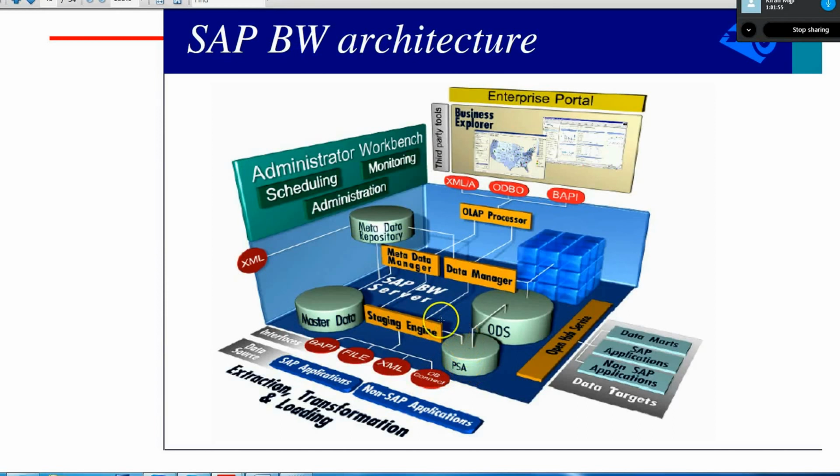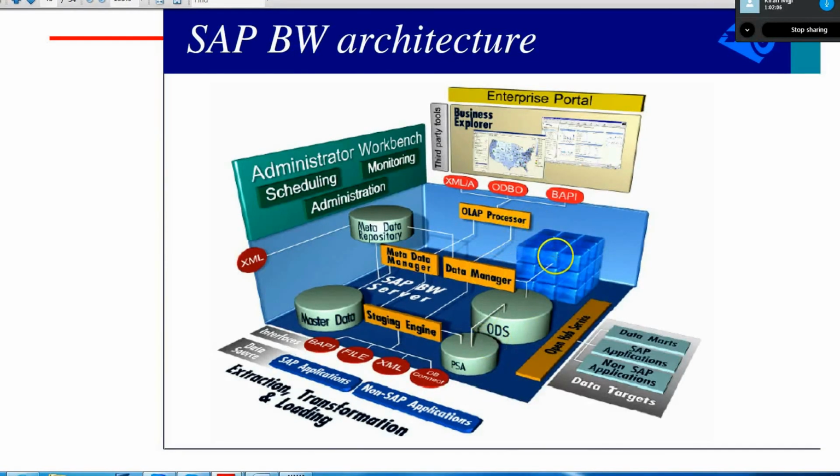From here the data either goes into the metadata repository or into ODS or DSO. ODS is also called DSO. ODS means operational data store. DSO means data store object. From here the data goes into the cube, and this is one way. Another way is loading the data into master data.